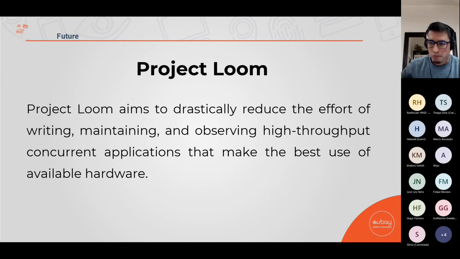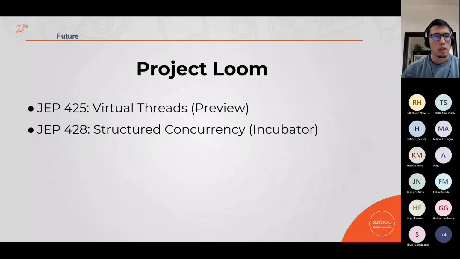And how is this being done? With these two JEPs, at least for now, that are virtual threads and structured concurrency. These two things are a very huge thing. And these two JEPs are done by Java 19, but as you can see, they are preview and incubator. Okay, so there are a lot of things to keep growing, and Project Loom probably will help Java with performance.